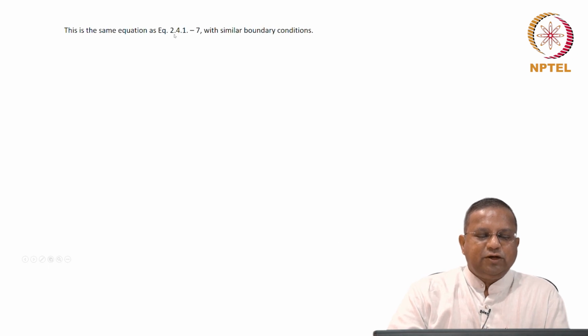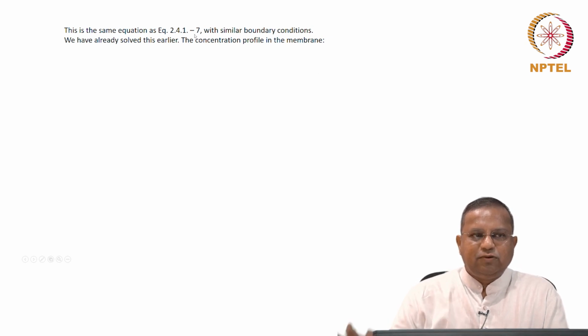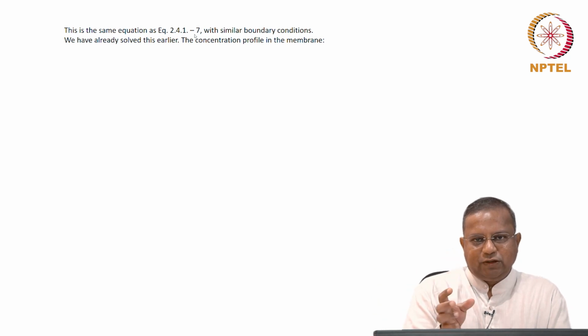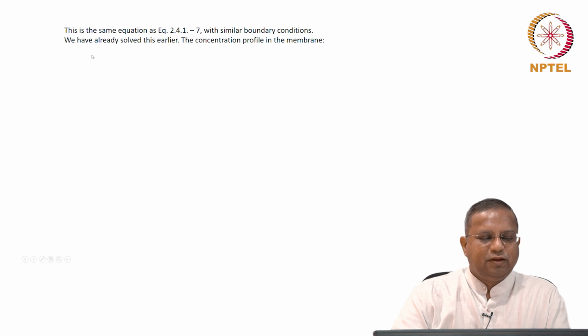So, this equation is the same as equation 2.4.1-7 with very similar boundary conditions, and we have already solved this earlier. You can go back and look at this. We considered this when we looked at the steady state diffusion through the membrane a few lectures ago. We have already solved this, so I am not going to solve it again. You go back and look, that will be good practice for you.